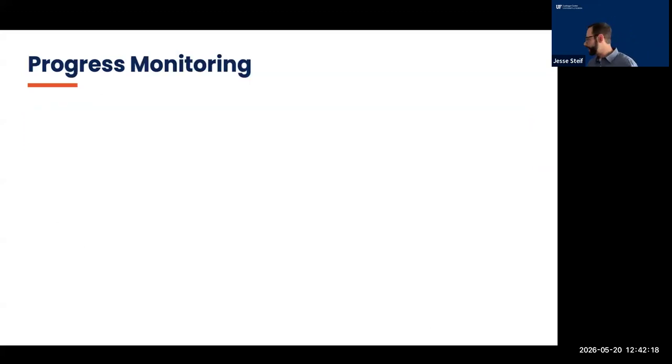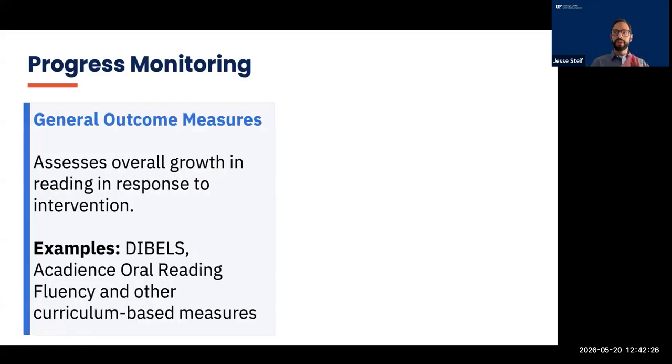All right, so let's talk about progress monitoring here. When we talk about progress monitoring assessments, there's kind of two categories of how we monitor students' progress over time. We have something called general outcome measures. You might be familiar with general outcome measures if you have administered a DIBELS or an Acadience oral reading fluency, phoneme segmentation fluency, nonsense word fluency, word reading fluency. There's lots of them, and generally they are all free and downloadable.